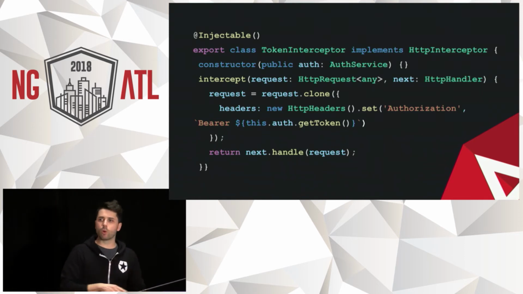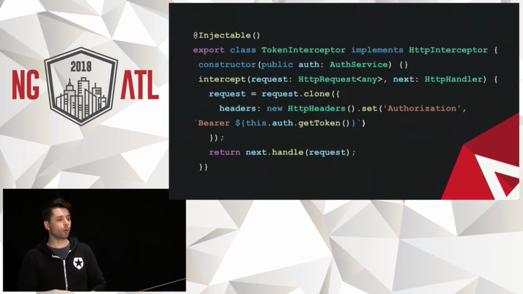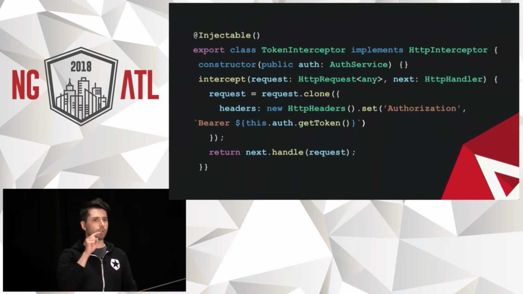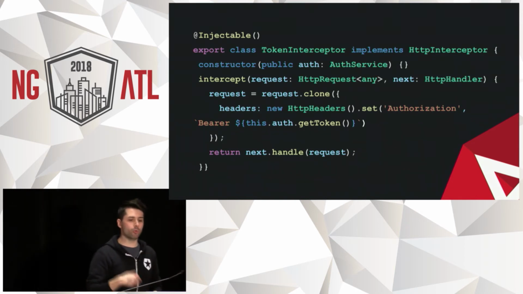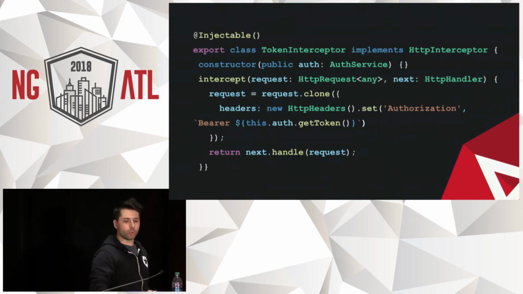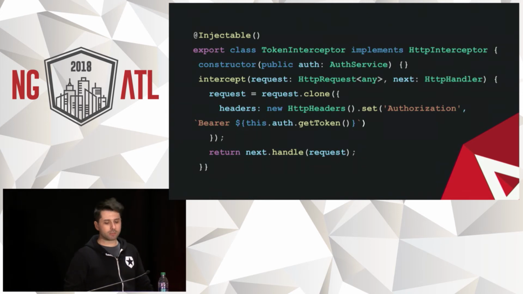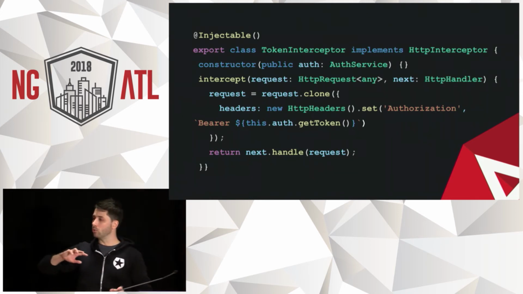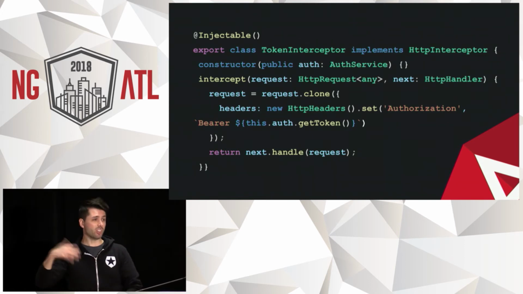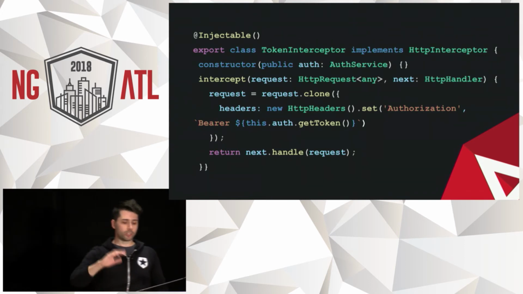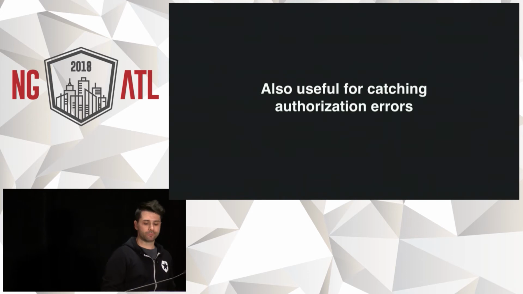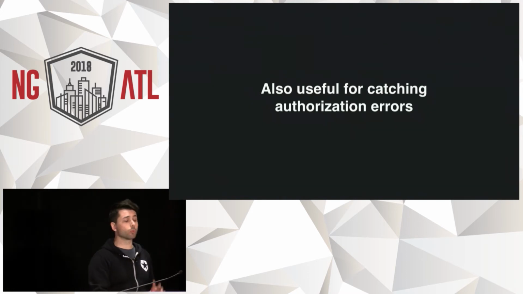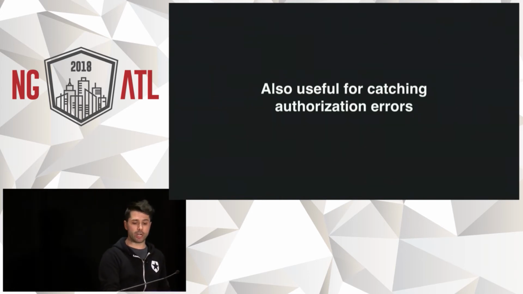Now, HTTP requests with Angular are immutable, so instead of modifying every request that goes out, we actually need to clone it first and then send that clone out the door. So what we're doing in this example is we're cloning it, adding an authorization header, and then saying, let's go and do the next HTTP interceptor in the chain, if there are more, or just send the request on its way. So what's great about this is it's also really useful for catching authorization errors.